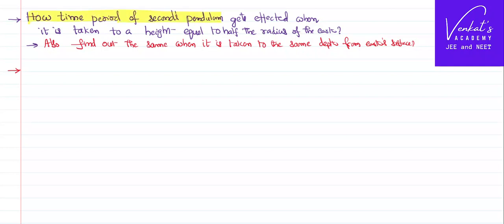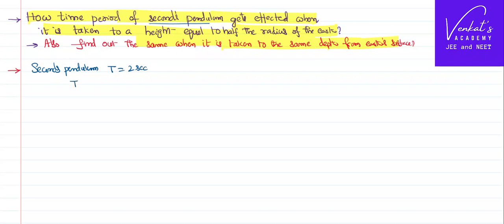How does the time period of a second's pendulum get affected when it is taken to a height equal to half the radius of the earth, and when it is taken to a depth equal to half the radius of the earth? First of all, I want to tell you that a second's pendulum is one whose time period is 2 seconds.